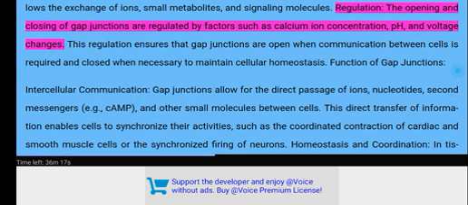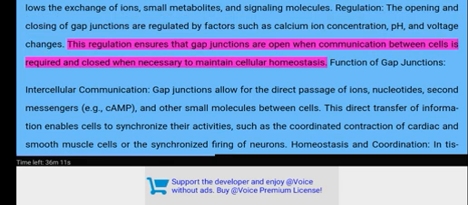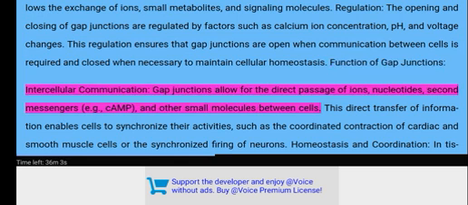Regulation. The opening and closing of gap junctions are regulated by factors such as calcium ion concentration, pH, and voltage changes. This regulation ensures that gap junctions are open when communication between cells is required and closed when necessary to maintain cellular homeostasis. Function of gap junctions.